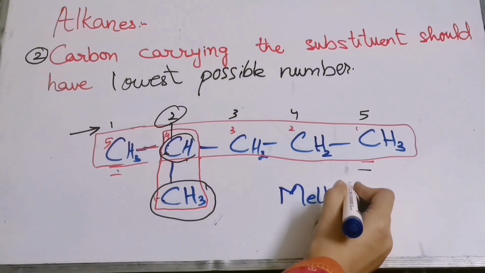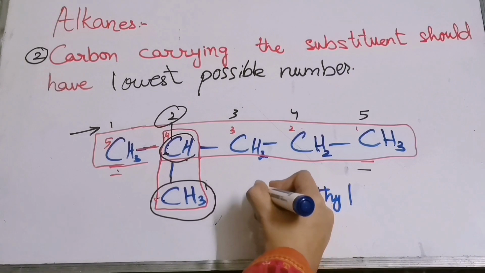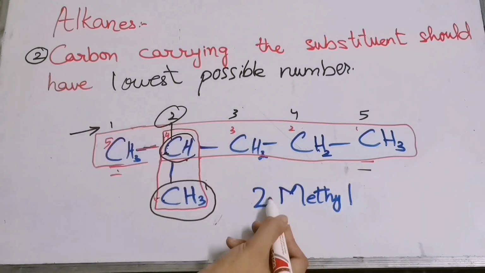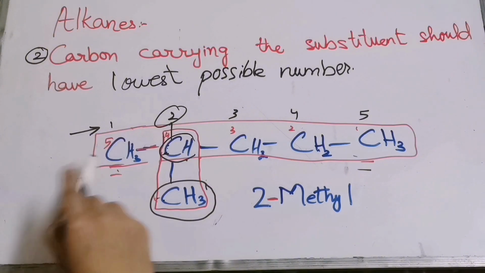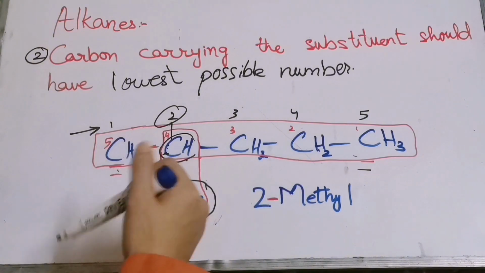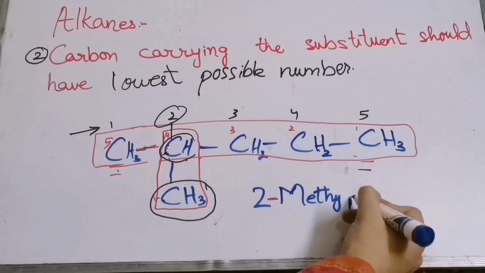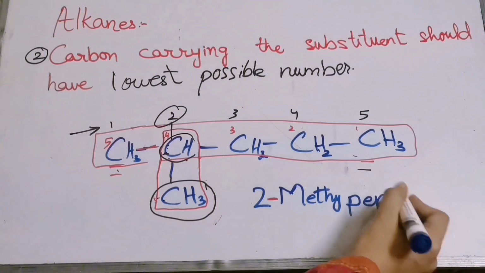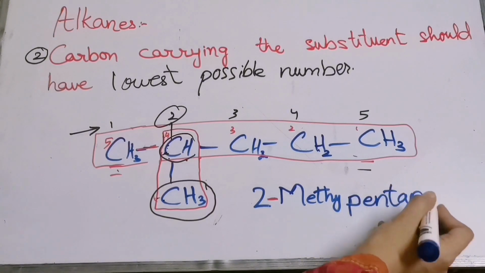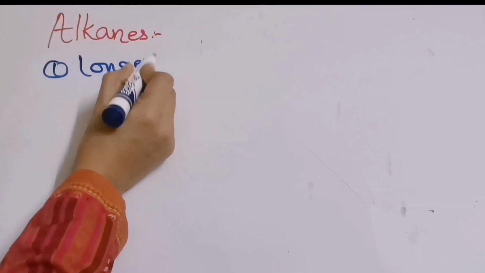Methyl. And on which position is it present? 2. So we will write over here 2. You have to put a hyphen between 2 and methyl. How many carbons are present? 1, 2, 3, 4 and 5. 5 carbons. So its name will be pentane.